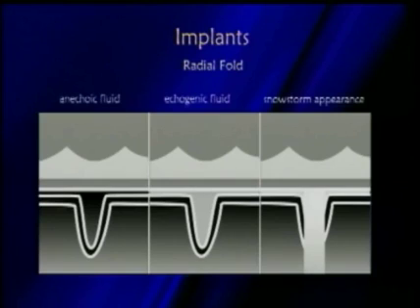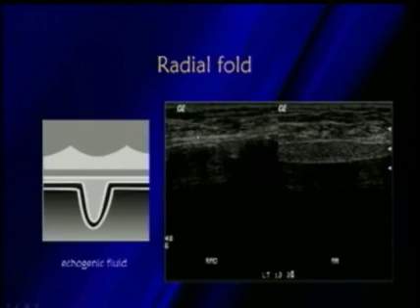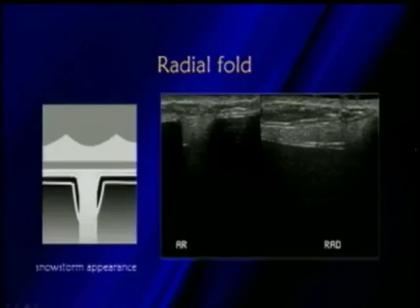Now, looking at these radial folds, the fluid can be completely anechoic within it. You may have echogenic fluid within it, and then at times we may actually get the snowstorm or the silicone granuloma appearance. So this is a radial fold scanning perpendicular and parallel to the fold. We can see that there is completely anechoic fluid within that area. This is one where we can see the echogenic fluid within it, and this is scanning another radial fold where we can actually see the silicone granuloma, that polar bear in a snowstorm type of appearance, in this patient with a radial fold.